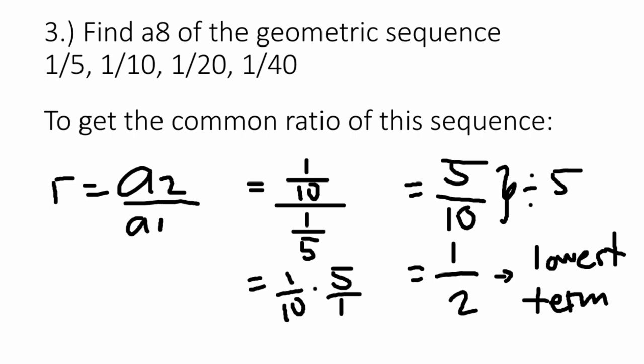Next, number 3. Find a8 of the geometric sequence 1/5, 1/10, 1/20, and 1/40. To get the common ratio of the sequence, r equals the second term divided by the first term, so 1/10 divided by 1/5. How will we divide this? We will use the reciprocal. So 1/10 times 5/1. Bakit naging 5/1? Kasi binaliktad po natin siya using the reciprocal. 1 times 5 equals 5, and 10 times 1 equals 10. Paano naging 5/10? Both numerator and denominator, ita-times po yan. Then 5/10, both are divisible by 5. So the lowest term, or the common ratio of this sequence, is 1/2.